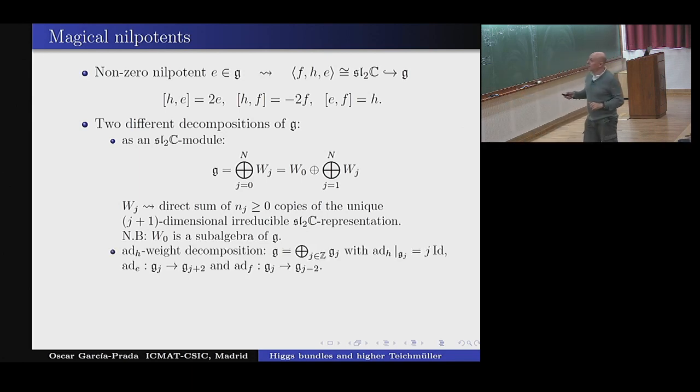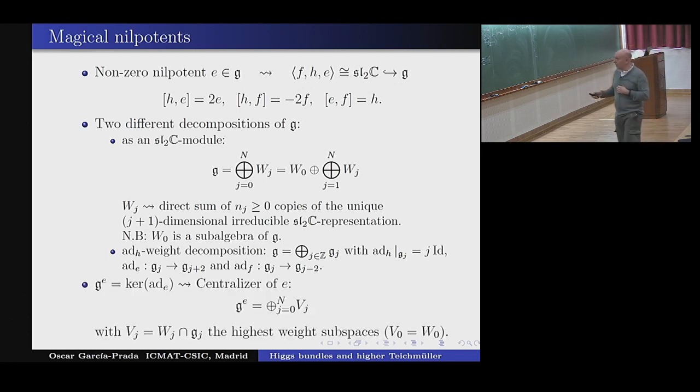But you have another decomposition, which is by taking the action of H and the weight decomposition: the adjoint action of H on the direct sum of the g_j, where the adjoint action on g_j is acting by j. And you have this decomposition, and of course you notice that the nilpotent element sends g_j to g_(j+2), and the other nilpotent sends g_j to g_(j-2). Okay, so this is the thing.